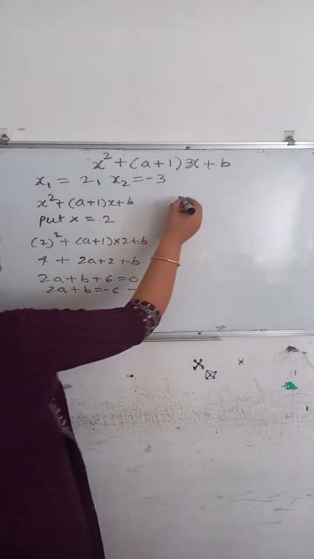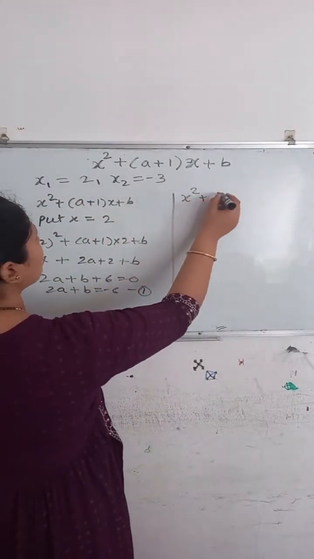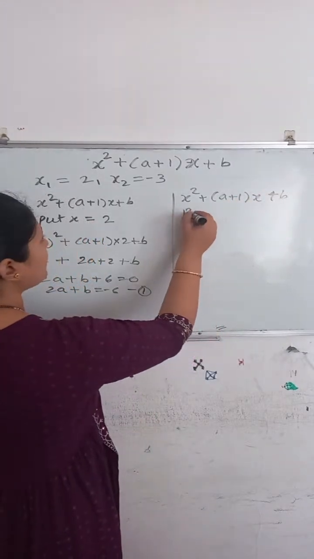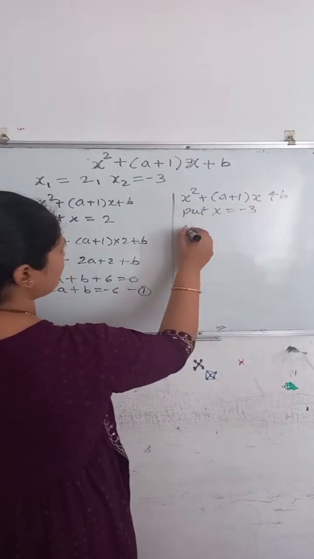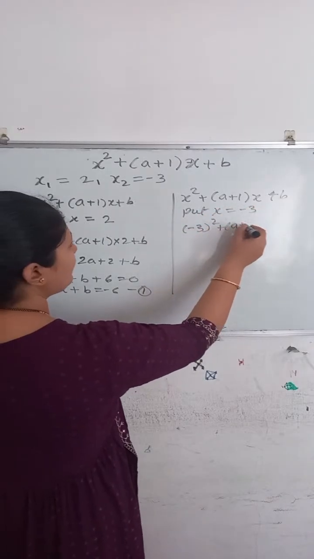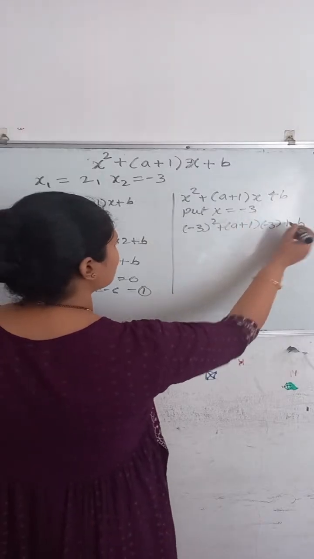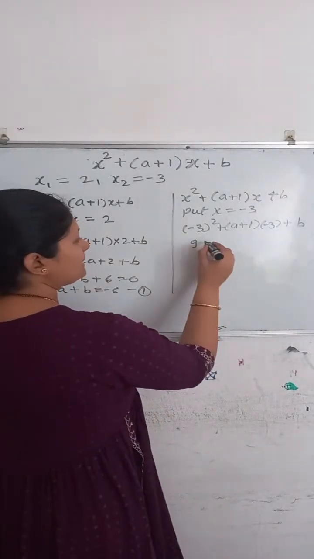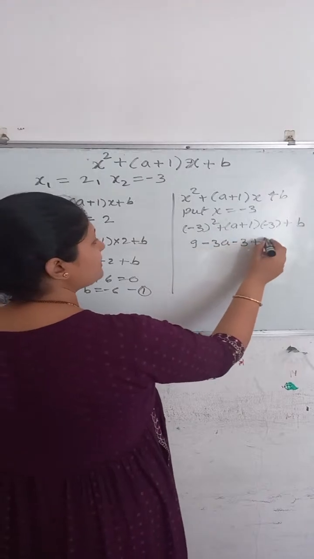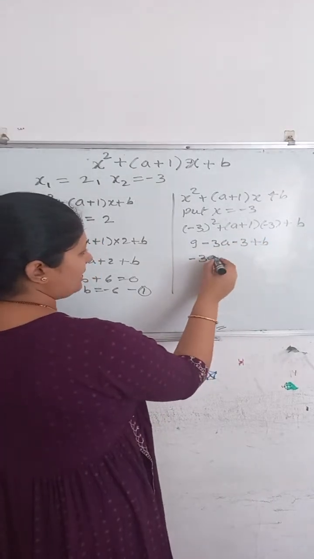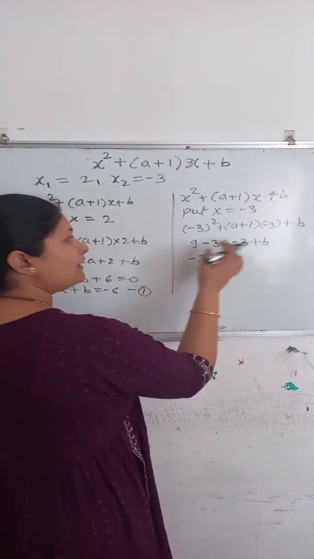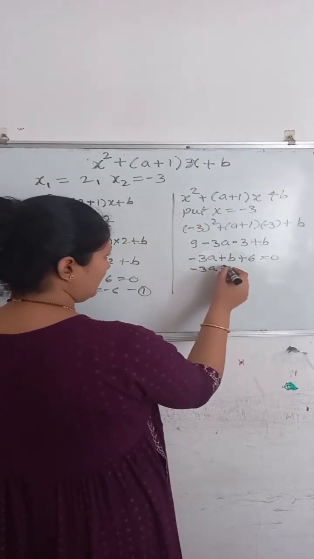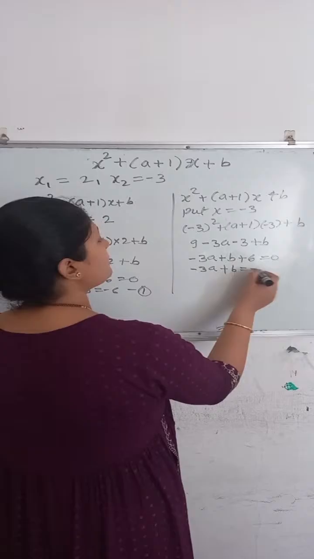Now in the same equation, x square plus (a plus 1) into x plus b, you put x is equal to minus 3. So minus 3 square plus (a plus 1) into minus 3 plus b. So 9, minus 3 into a is minus 3a, minus 3, plus b. So you can write minus 3a plus b, 9 minus 3 is plus 6, is equal to 0.